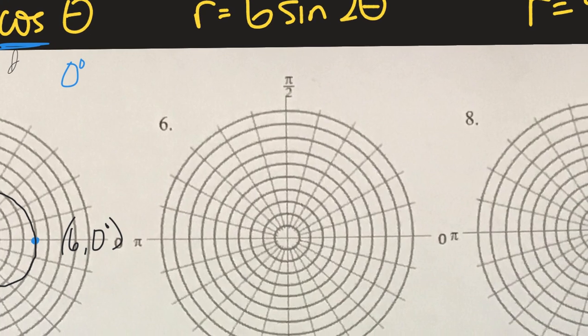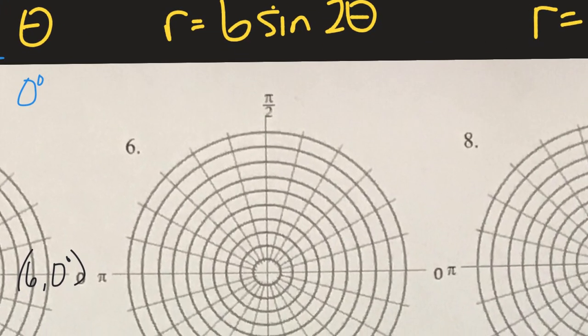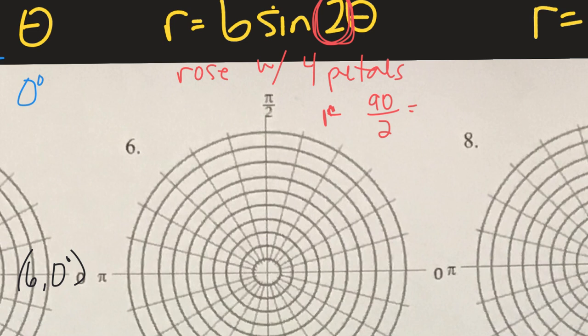Okay, number 6, sine of 2 theta. We said this was a rose with 4 petals. So we have to decide some things. Where is the first petal? The first petal is at 90 divided by 2. For sine, it's always at 90 divided by the number in front of theta. This is only for sine. We don't do this for a cosine graph. 90 divided by 2 is 45 degrees. So 1, 2, 3, 4, 5, 6. This is going to be where our first petal is for our sine graph.